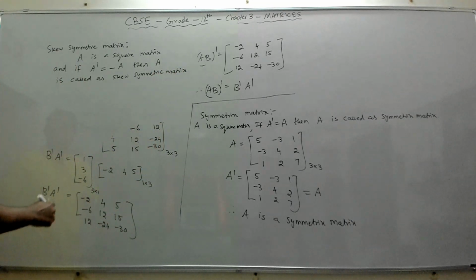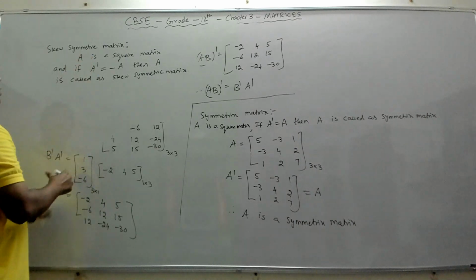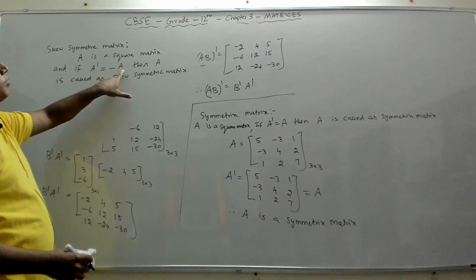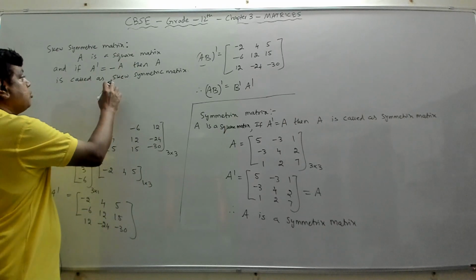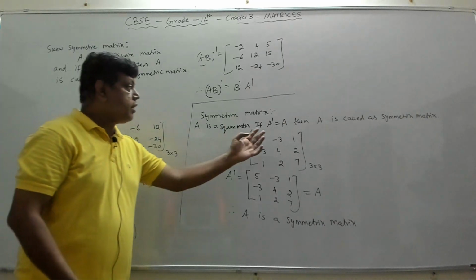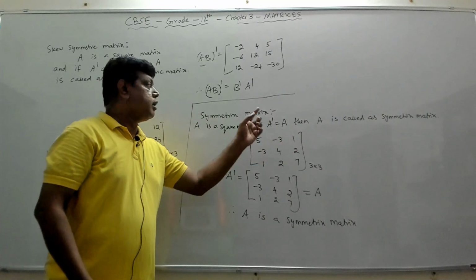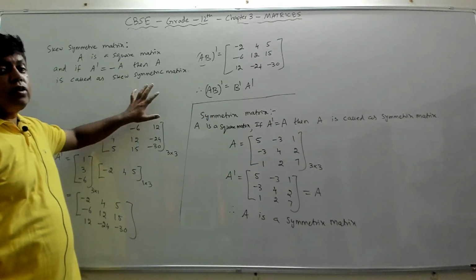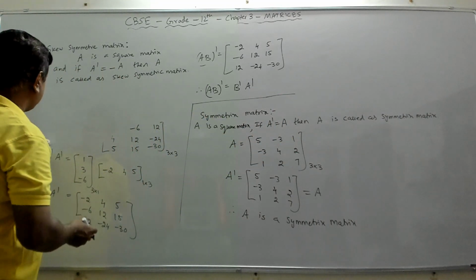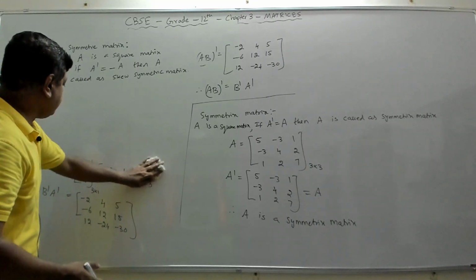Clear? A is a square matrix, and if A transpose equals minus of A, then A is called a skew symmetric matrix. If A transpose equals A, it is called a symmetric matrix. If A transpose equals minus A, it is called a skew symmetric matrix.